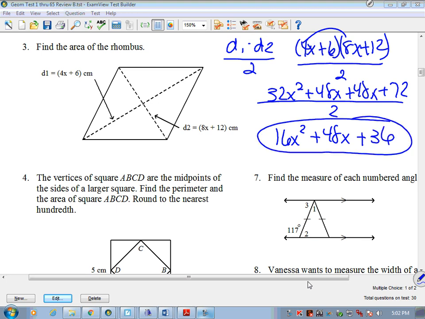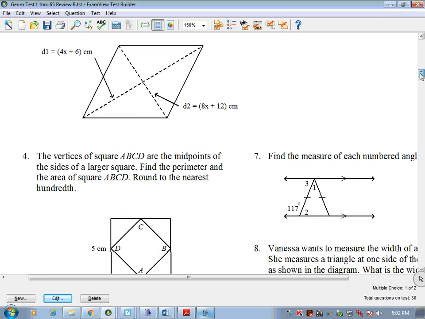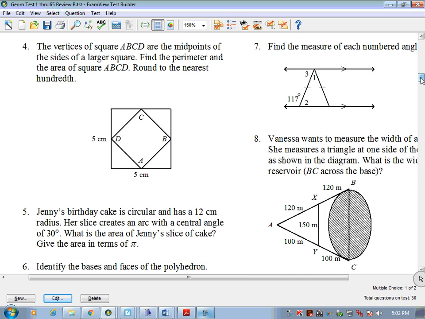So this is our answer in centimeters squared. 16x squared plus 48x plus 36 centimeters squared is our answer, and that's our work. Biggest mistake that's made here is not dividing by 2. Plenty of people will FOIL, but they won't divide by 2, and so therefore they'll get the answer wrong.